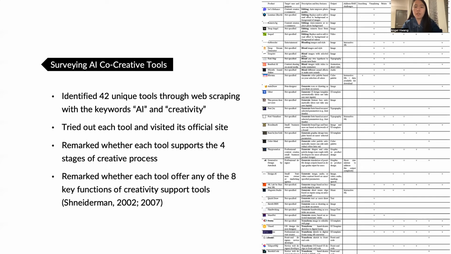With some knowledge of how users create and what types of challenges they face during creative work processes, I then moved on to survey existing AI co-creative tools. Through web scraping, I identified 42 unique tools and tried each of them out. I also recorded whether each tool supports the 4 stages of creative process and the 8 key functions of creativity support tools as suggested by previous HCI work.